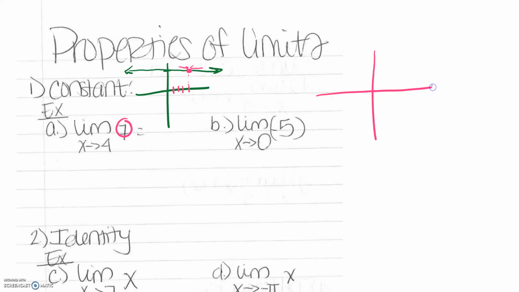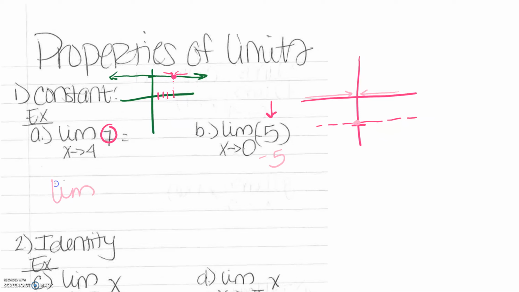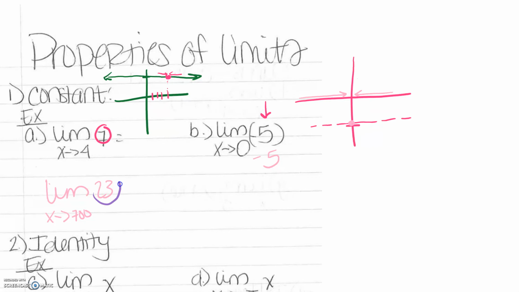Let's do it for this one. The graph is y equals -5. What is the limit as x approaches 0? Here is x approaching 0 this way, approaching 0 this way. The value here is -5. So if it's a constant, just a number, and I said, what is the limit of 23 as x approaches 700? It doesn't matter. No matter what, there's only one y value on the graph, and it's what the constant is. Okay?